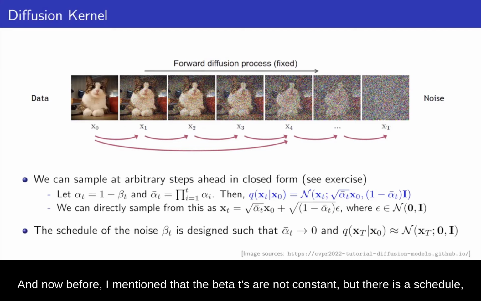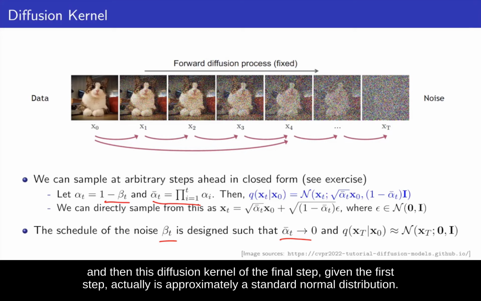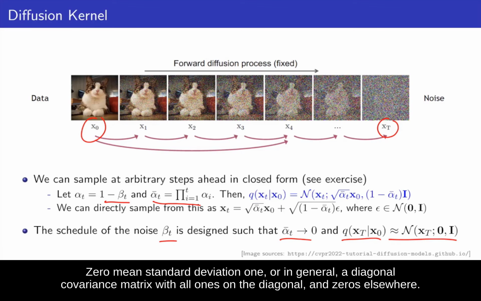Now, before I mentioned that the beta_t's are not constant, but there's a schedule, and this schedule is designed such that this product of these alphas, so the product of the 1 minus betas, actually converges to 0, and that then this diffusion kernel of the final step given the first step is approximately a standard normal distribution. 0 mean, standard deviation 1, or in general, a diagonal covariance matrix with all ones on the diagonal and zeros elsewhere.